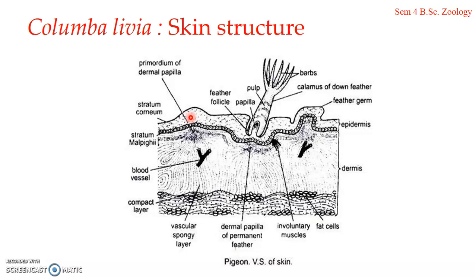Now the innermost layer, the stratum germinativum, or the stratum malpighi, it is made up of large cylindrical, continuously dividing cells, and it is these cells that divide and actually give rise to the stratum corneum and the epitrichial layer. Okay, so the cells of the stratum corneum and the epitrichium take their origin from the stratum malpighi or stratum germinativum.